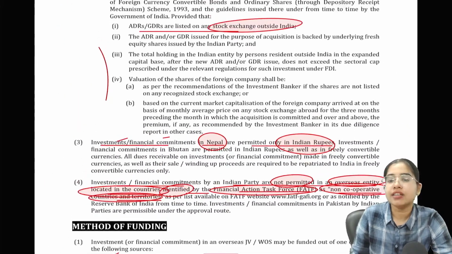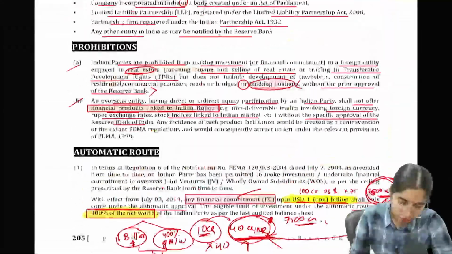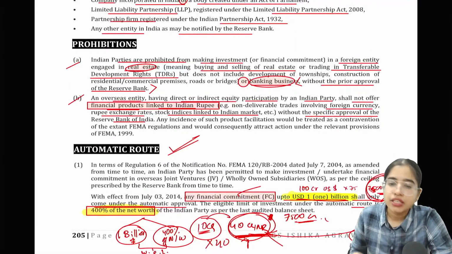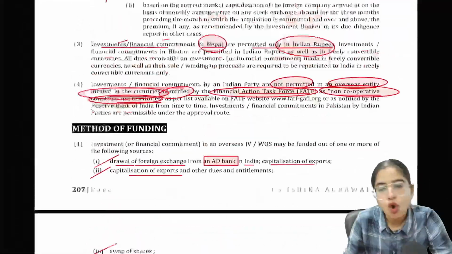So these are certain conditions which you have to follow in order to go through the automatic route. After that, there are certain more conditions given.